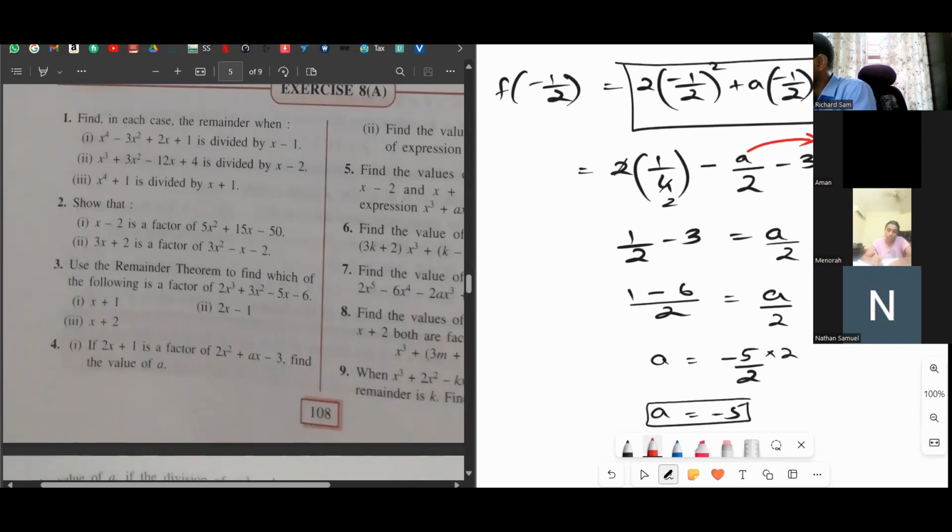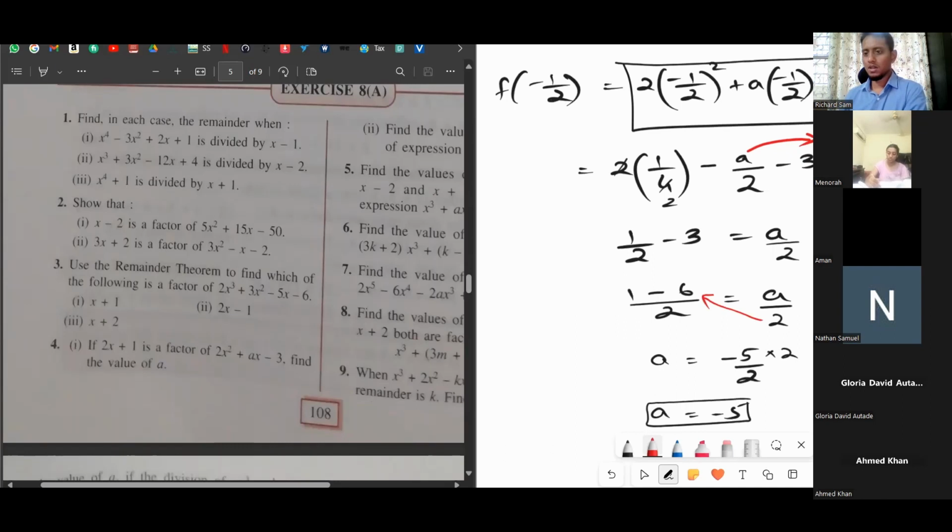Minus a into 1. Minus. It's minus a. What about yours? Now, why did you multiply it with 2 again? Like minus 5 upon 2 into 2. This 2 will go here and multiply with that. So 1 minus 6 is minus 5. So that minus 5 into this 2. 0 got added with this.